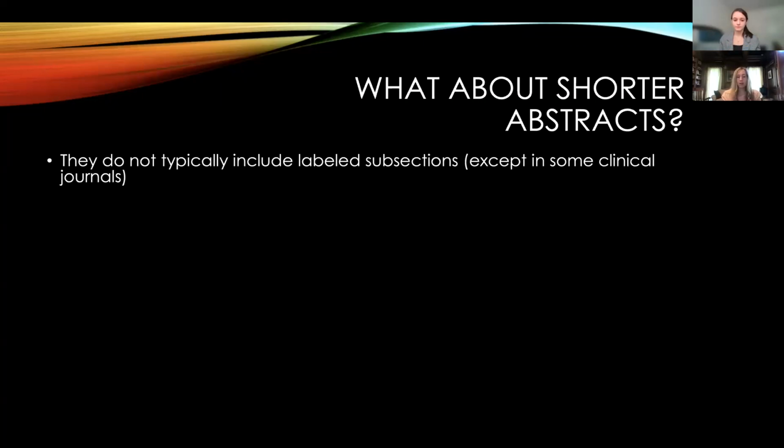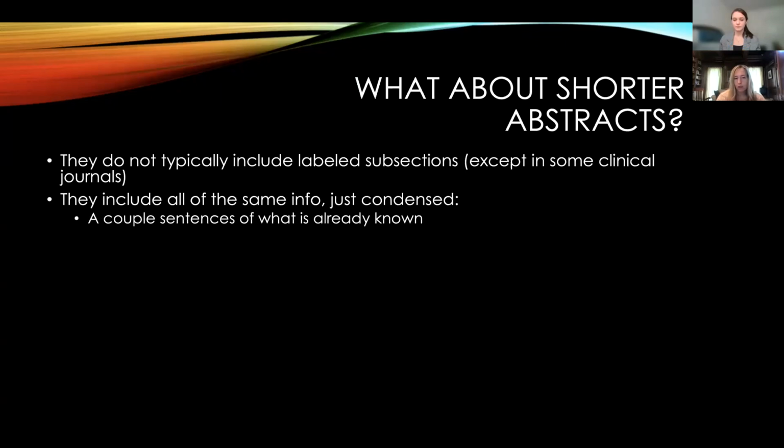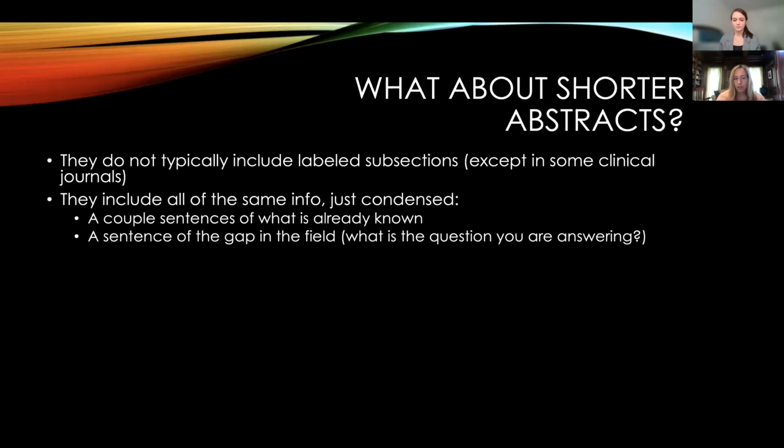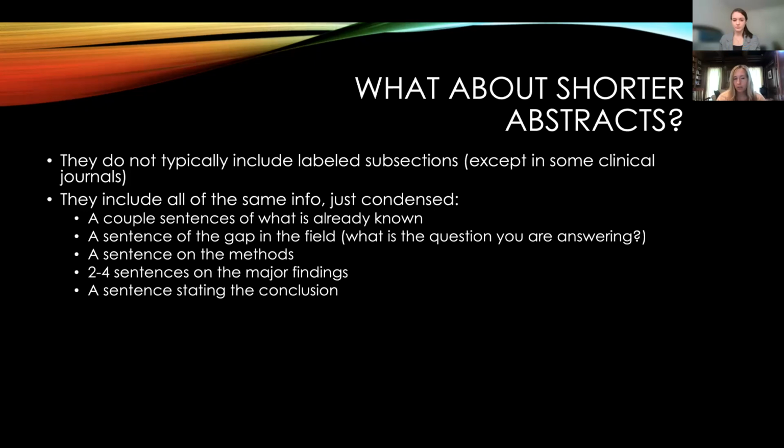So as you're writing your abstract, go into the journal's instructions for authors and look to see what those formats look like. And then look at how people have structured their abstracts previously, so that you can do something similar. They include all the same info that we've been discussing, it's just condensed. So you basically write a couple of sentences of what's already known, a sentence that describes the gap in the field, the question you're answering, a sentence on the methods, and then 2 to 4 sentences on the major findings, and a sentence stating the conclusion.